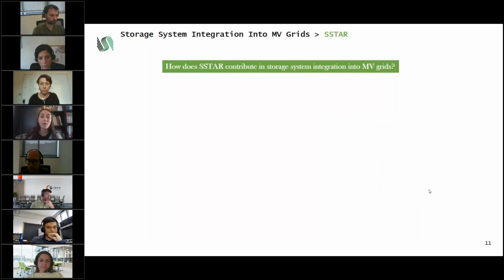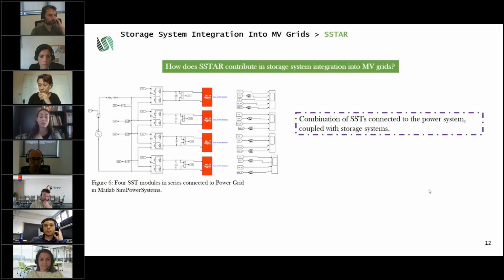Now the question is, how does the STAR project contribute to storage system integration in the medium voltage grids? Apart from designing and manufacturing the SST, the STAR project also has one task, which was led by CERT. It is about the combination of solid-state transformers connected to the power system coupled with storage. In figure 6, you can see 4 SSTs in series connected to the power grid in MATLAB.